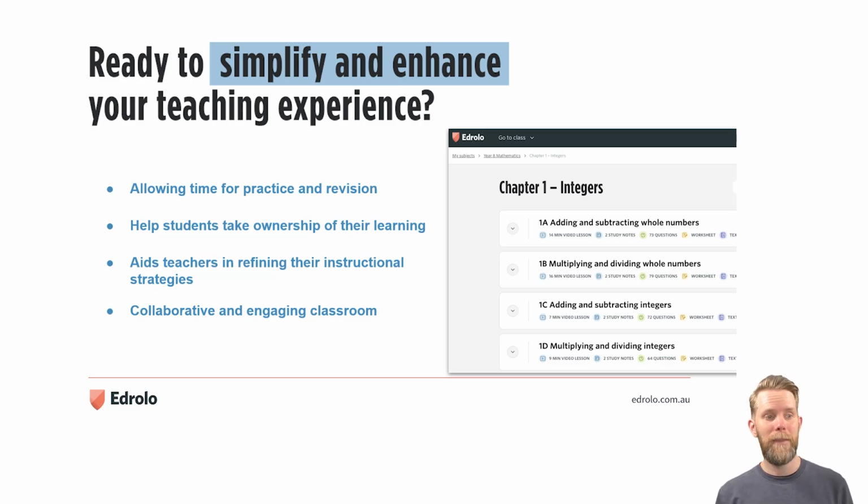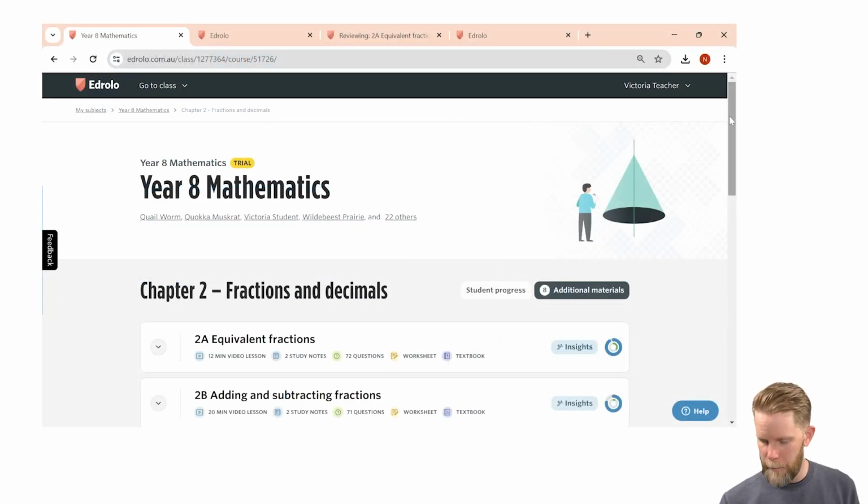The reason for these 3 questions is to give you the quickest teaching feedback loop, allowing students time to practice and revise, and helping students take ownership of their learning. It aids you as a teacher in improving and refining your instructional strategies. And most of all, we've heard from teachers that they now find the classroom more collaborative and more engaging. So let's dig in and have a look.